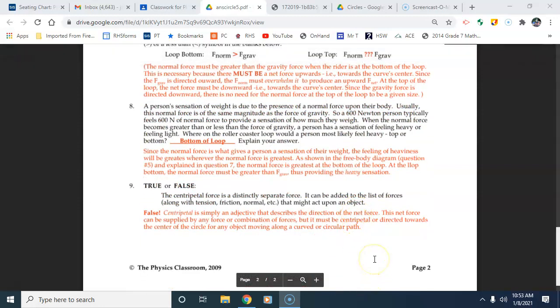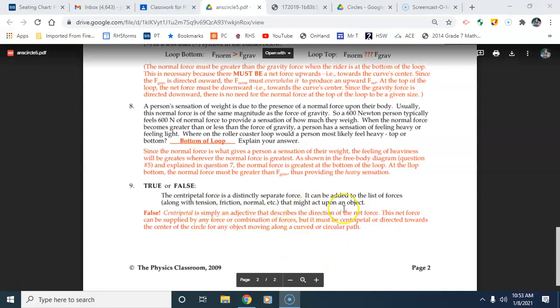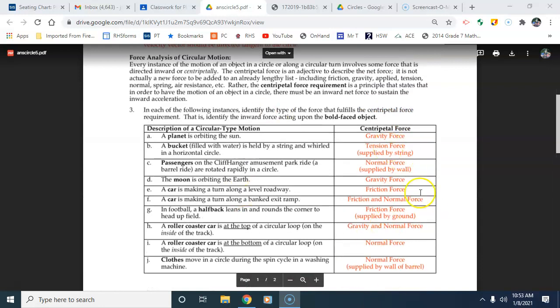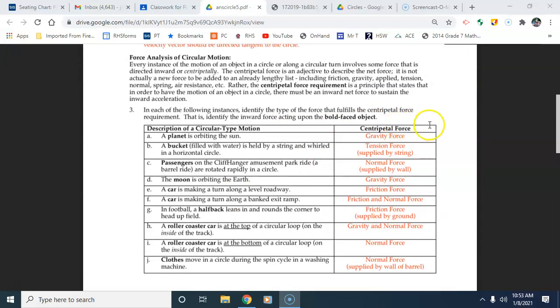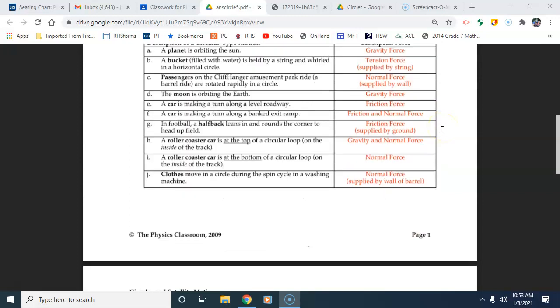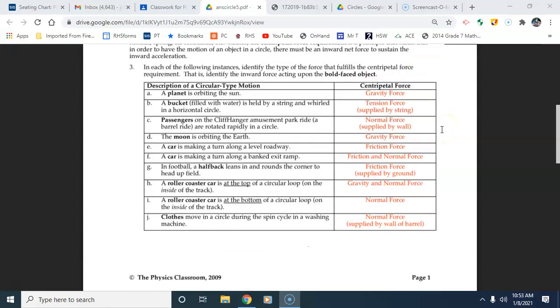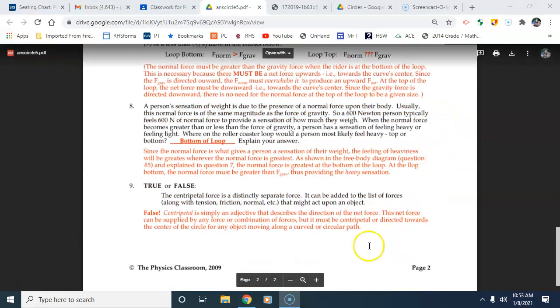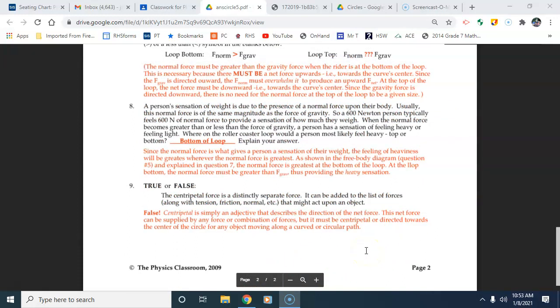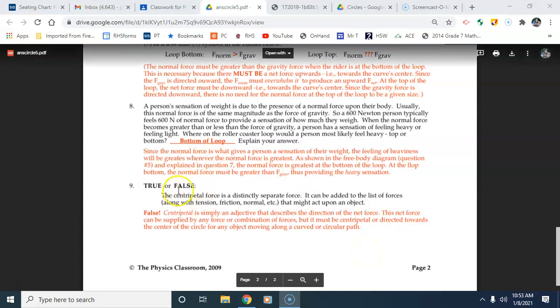Let's look at number 9. The centripetal force, this is true or false, is a distinctly separate force. It can be added to the list of forces along with these other ones that might act on an object, and that is false. That goes back to this question and what we discussed about it yesterday. The centripetal force is just a general category of forces that can maybe make you go in a circle. So it's not its own specific force. It's a category of forces that make something go in a circle. And tension, friction, normal, gravity are examples of specific types. So that's why this is false.